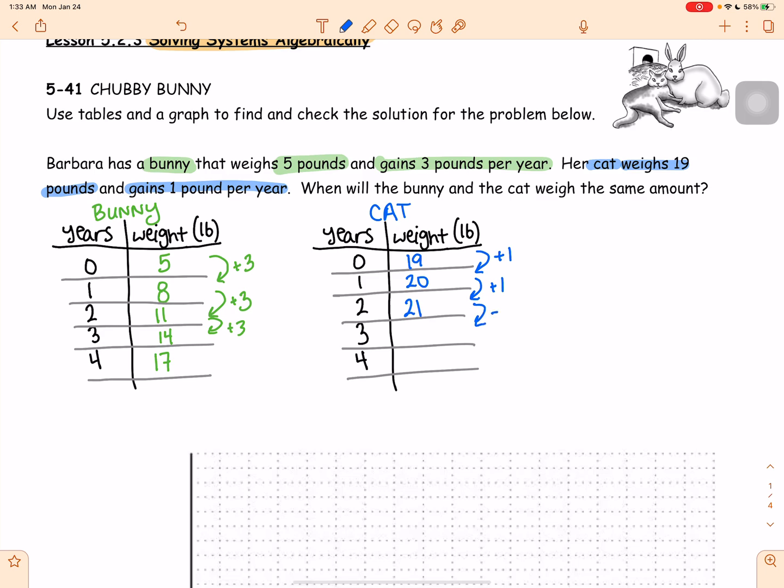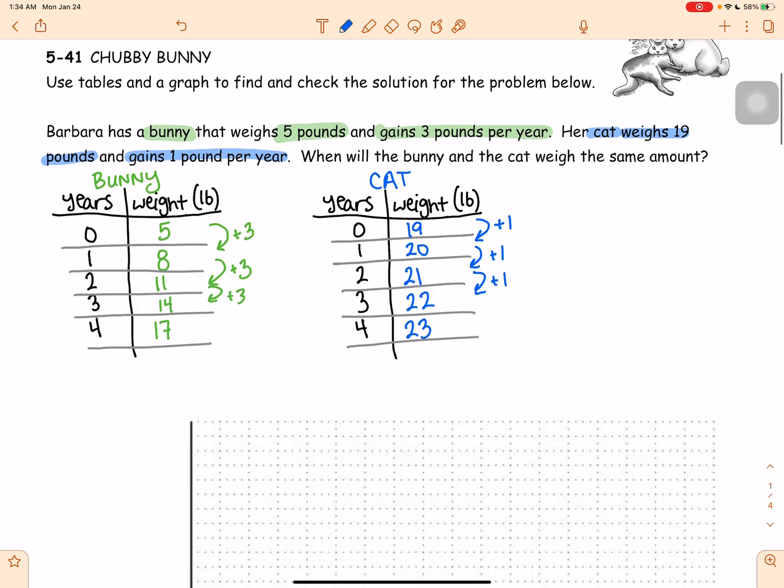And then you continue to add 1 pound to get some more data, okay? So it looks like here in my table, I don't see a common point yet. So this just means I probably need to add some more data, okay? Some of you might be able to see right away. Oh, actually, this one's a little bit tricky.